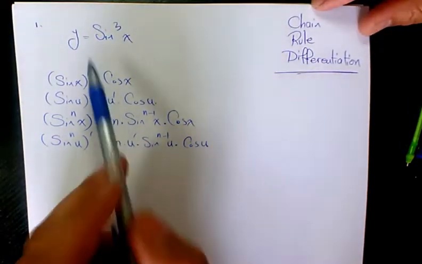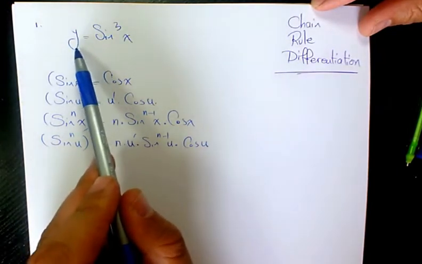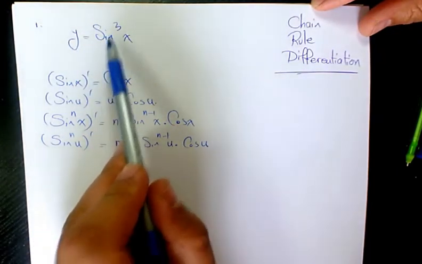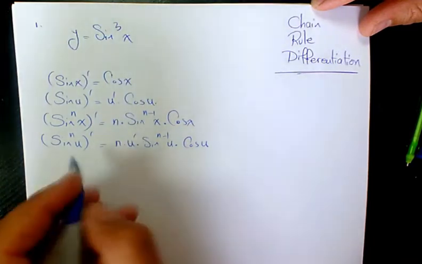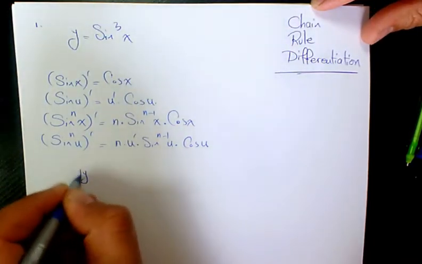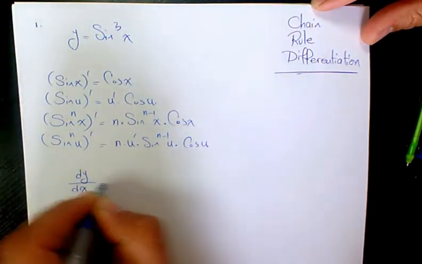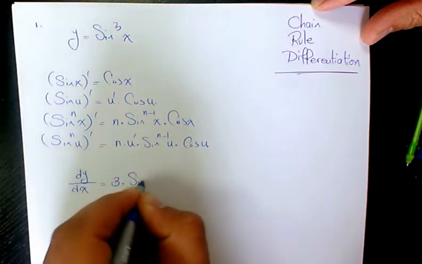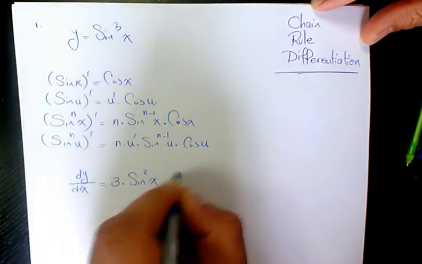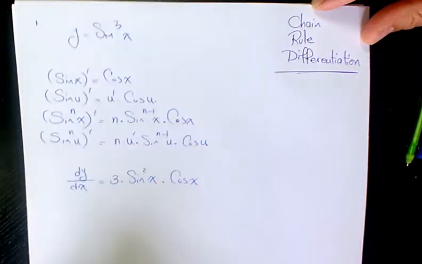Now let's go to the question. Here we have y equals sine to the power of 3 x. So we can say dy over dx will be 3 times sine squared x times cosine x.